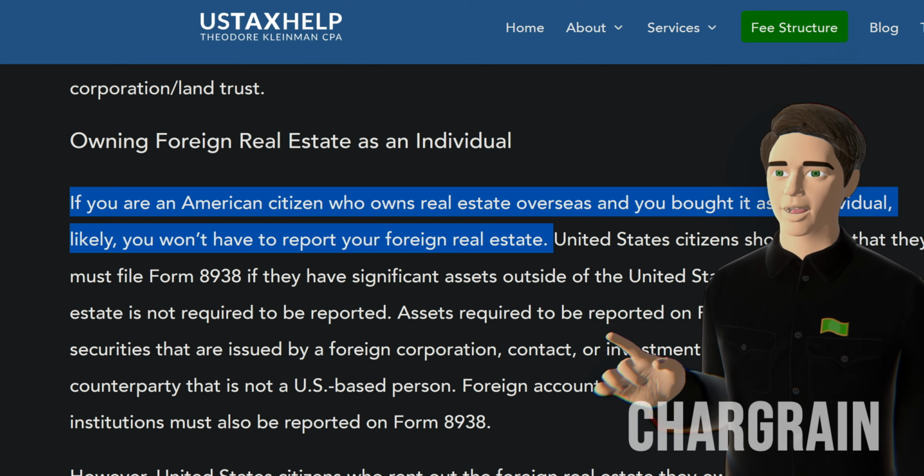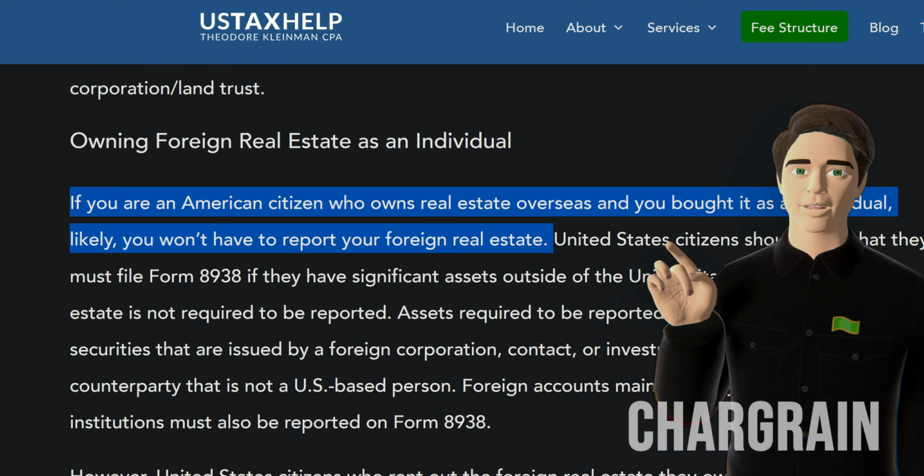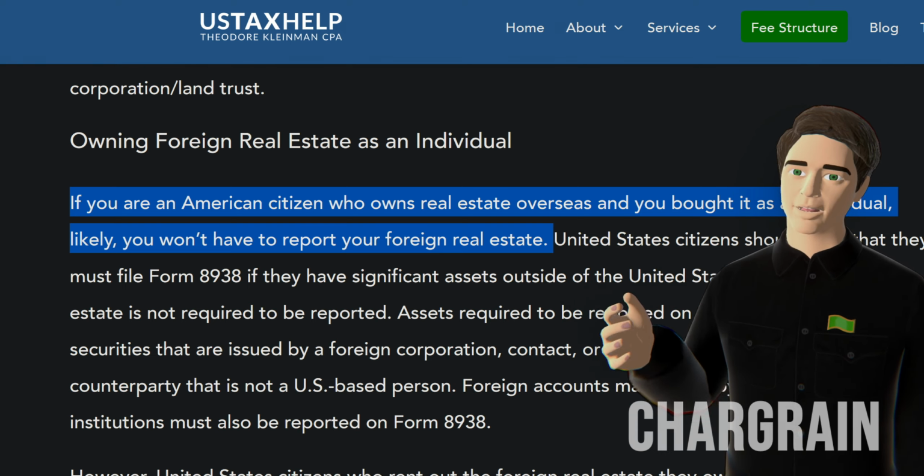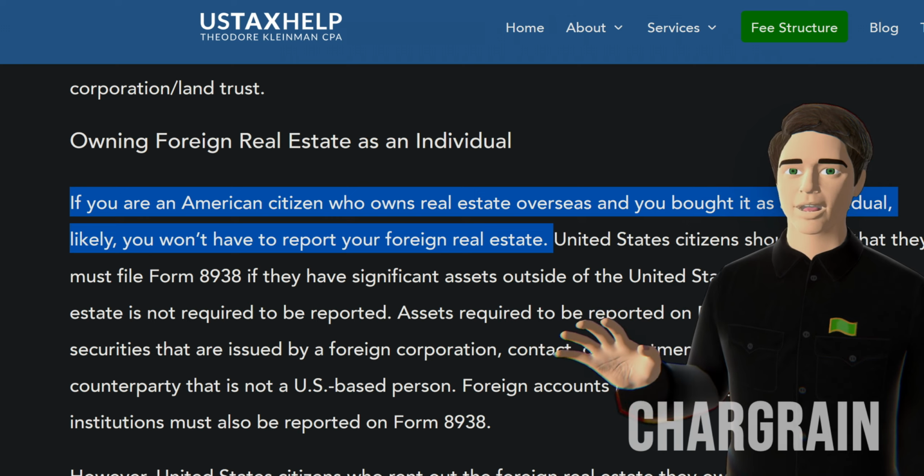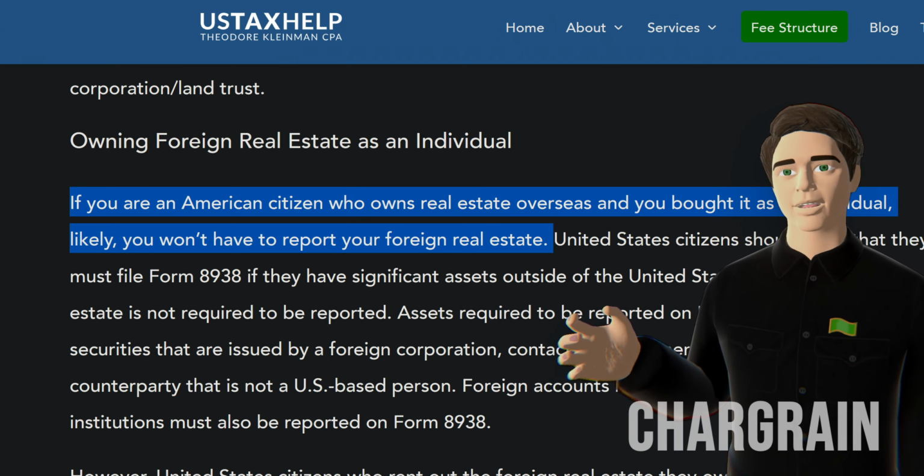Now, of course, remember, if you're investing internationally in individual stocks, I have to recommend Fidelity. There's no affiliate program or kickback for that. I just genuinely think it's the best brokerage for international investing.